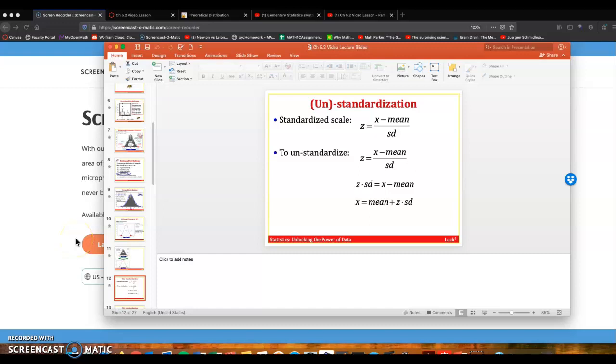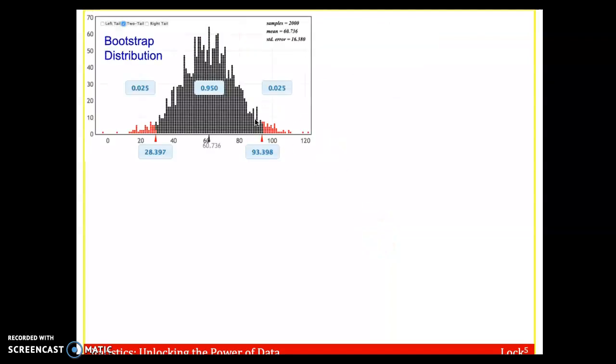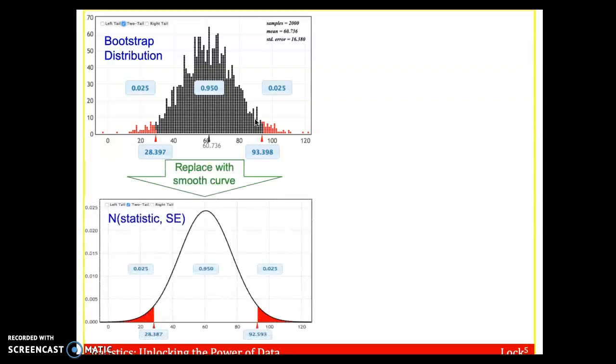Hello, we're continuing on the video lecture series on Chapter 5.2 from the Lock 5 textbook. All right, we finished on the slide before this, looking at moving from the bootstrap distribution idea from Chapter 3 to the new smooth curve normal distribution concept from Chapter 5. Two different ways of getting confidence intervals should give you very similar confidence intervals, not the exact same.